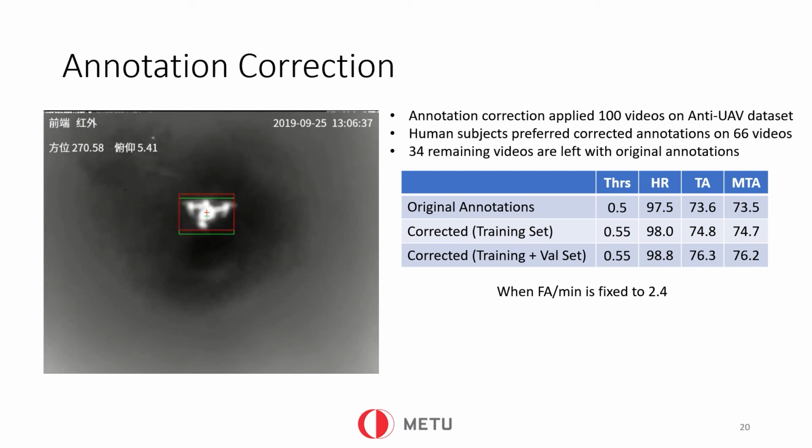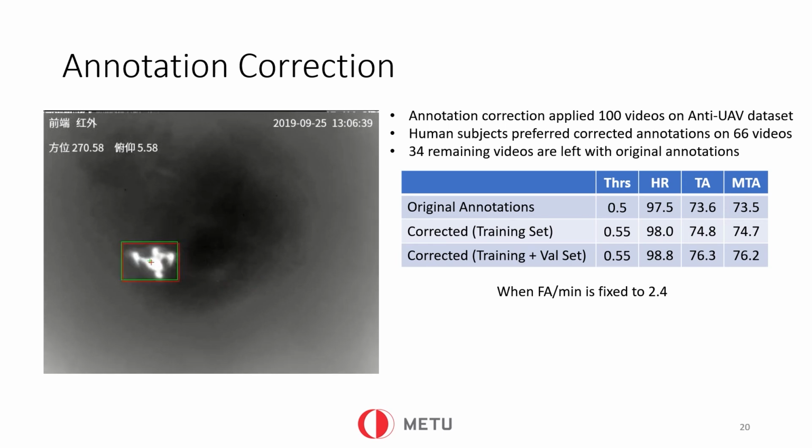This algorithm is used in all 100 videos. Then checking with human eye, we see that in 66 of the videos, annotations got better. So we corrected them and left the rest with original annotations. Then YOLOv3 is trained with corrected dataset.